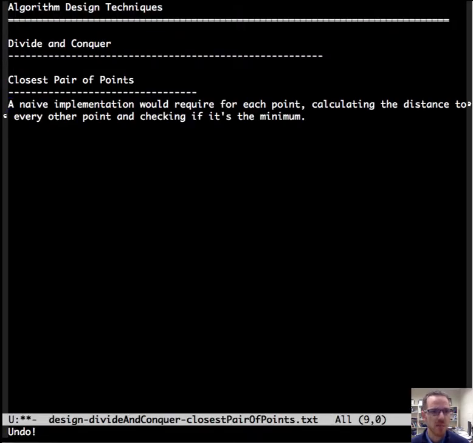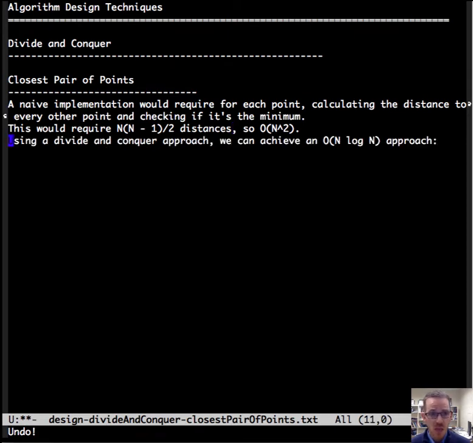A naive implementation would require, for each point, calculating the distance to every other point and checking if it's the minimum. We would call that a brute force approach. This would require n times (n minus 1) divided by 2 distances, so that's n squared. And for millions of points, that's going to be slow. But using a divide and conquer approach, we can achieve an order n log n approach.